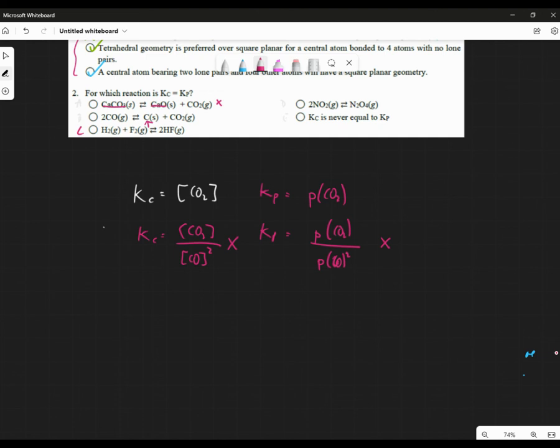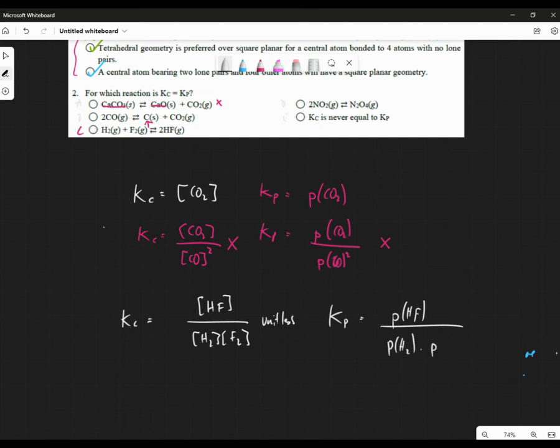So let's have a look at C. Kc for C is the concentration of HF divided by the concentration of hydrogen times the concentration of fluorine. Look at this, this is unitless, because everything cancels out. And the Kp is the partial pressure of HF divided by the partial pressure of hydrogen times the partial pressure of fluorine. This is unitless as well. Everything is a ratio, and they're going to cancel, so the ratio will be the same.